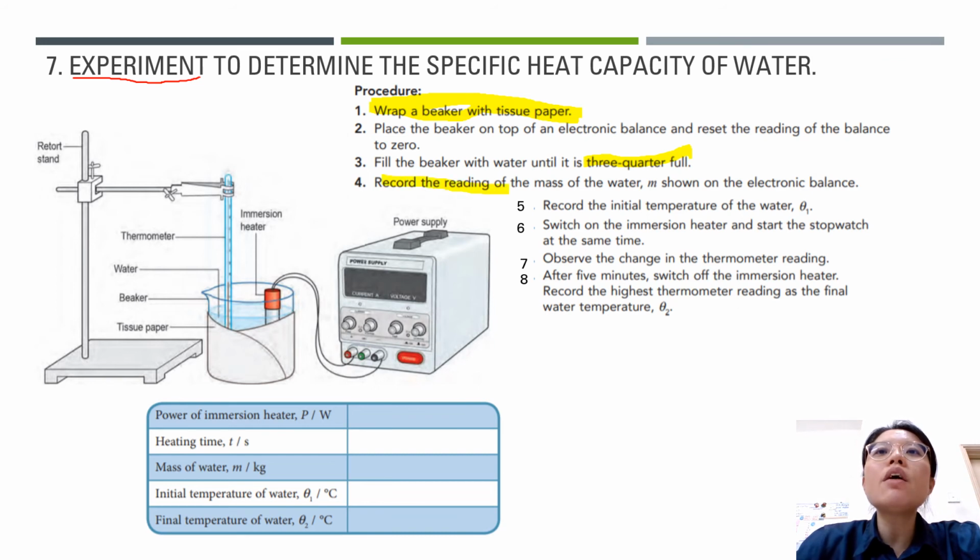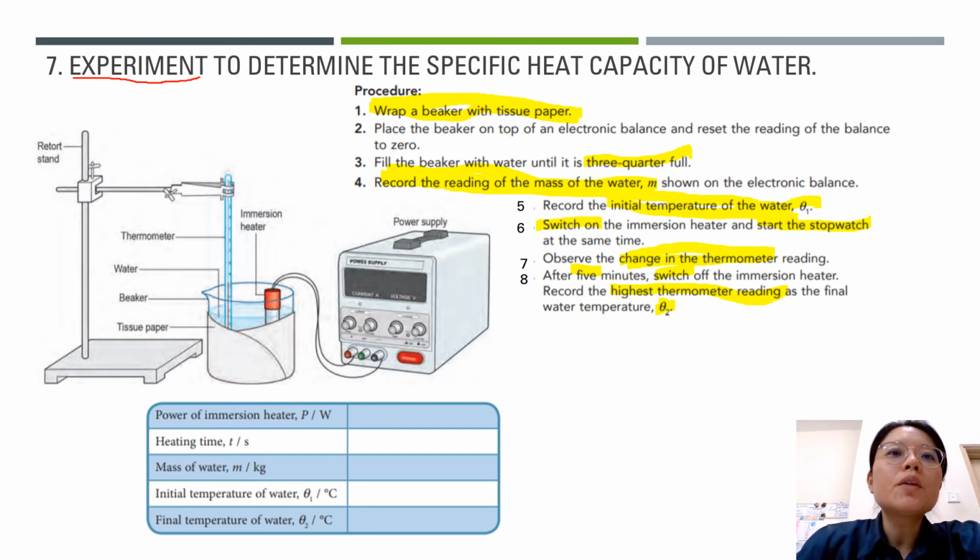You must record the reading of the mass M using the electronic balance. After that, you can see the thermometer here. You need to record the initial reading of thermometer as data 1. Switch on the immersion heater, and at the same time, you need to start the stopwatch. You need to observe the change in thermometer. Around 5 minutes time, you need to switch off the immersion heater. You need to record the highest thermometer reading as data 2.